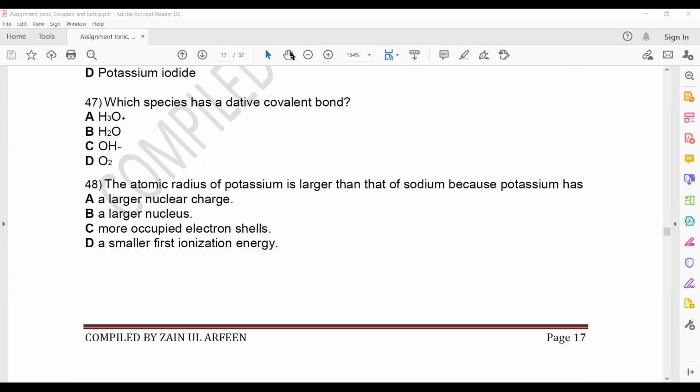Which species has a dative covalent bond? Question 47. Which one is having a dative covalent bond? What's the answer?